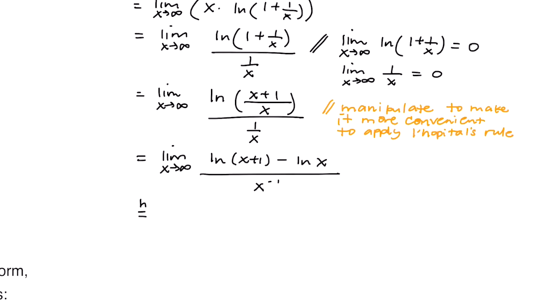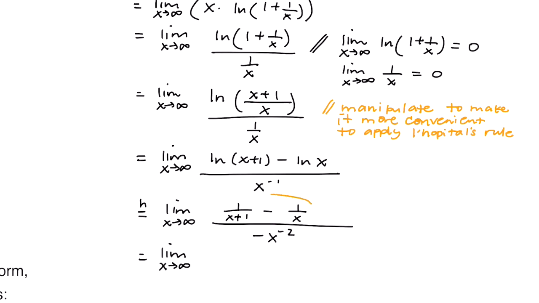So to apply L'Hopital's rule, the derivative of ln of x plus 1 is going to be 1 over this. The derivative of ln of x is 1 over x. And the derivative of x to the negative 1 is negative x to the negative 2. So we're going to combine this into one fraction with common denominators. So we're going to times this fraction by x over x, and we're going to times this fraction by x plus 1 on top and bottom.